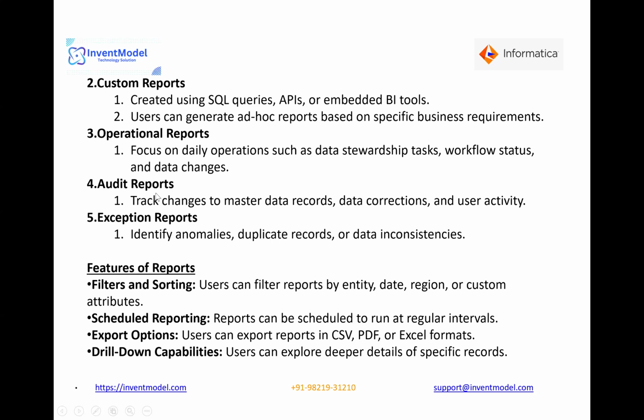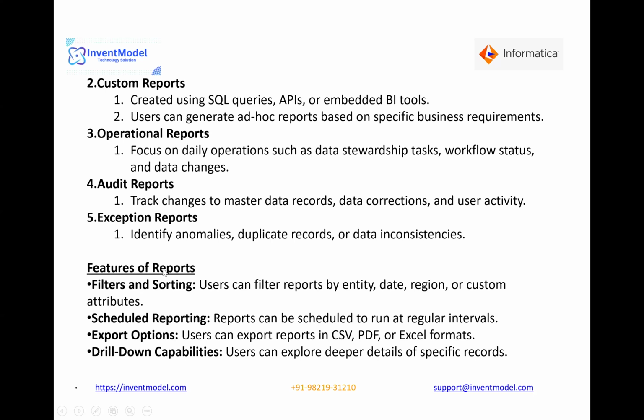The fourth kind of report is audit reports, where we need the audit data record. Fifth is the exception report, where we need the records related to any errors or anomalies, or in case we have duplicate records or find data inconsistencies. These are the kind of data present in exception reports.